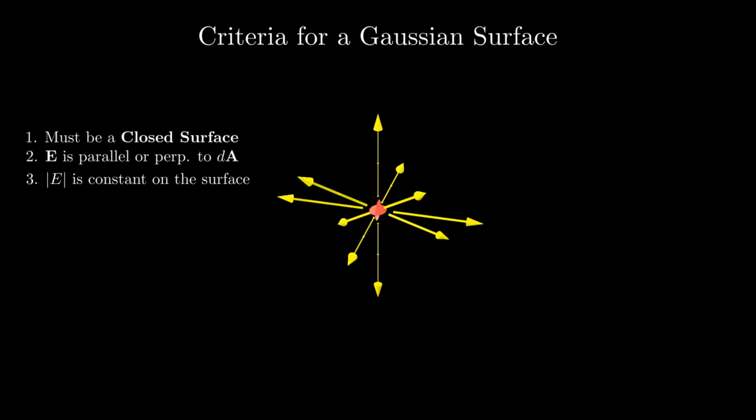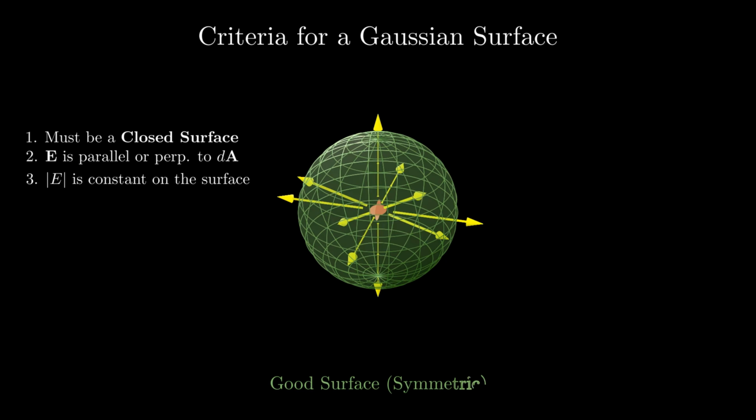Here is a good Gaussian surface. We choose a sphere perfectly centered on the charge. This symmetry is key. Look at any point on this surface. The area vector and the electric field point in the exact same direction. The angle between them is 0, making the cosine term equal to 1.